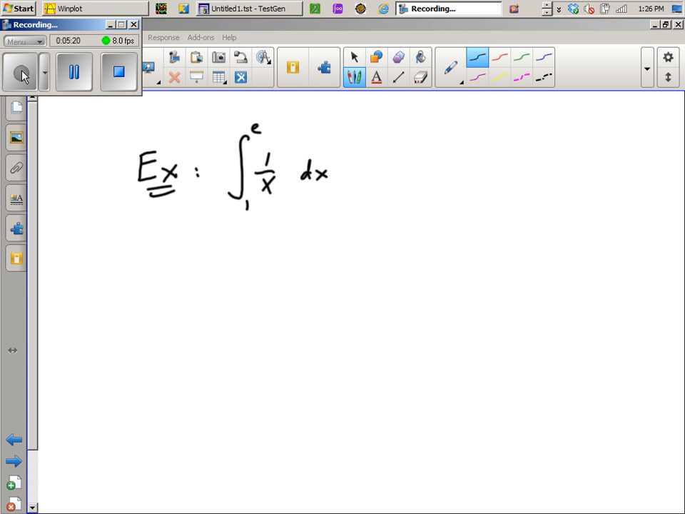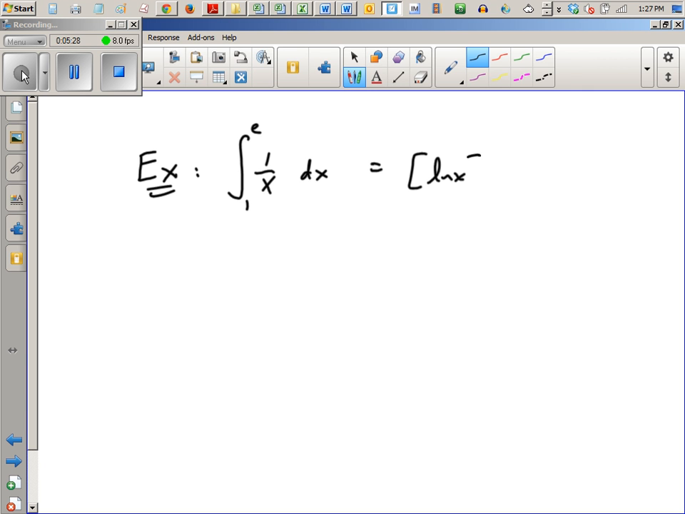All right. What is the function whose derivative is 1 over x? That's ln, right? So we're talking about ln, and we're evaluating between 1 and e. So you actually are supposed to do ln of e minus ln of 1. What's ln of e? Correct. What's ln of 1? 0.